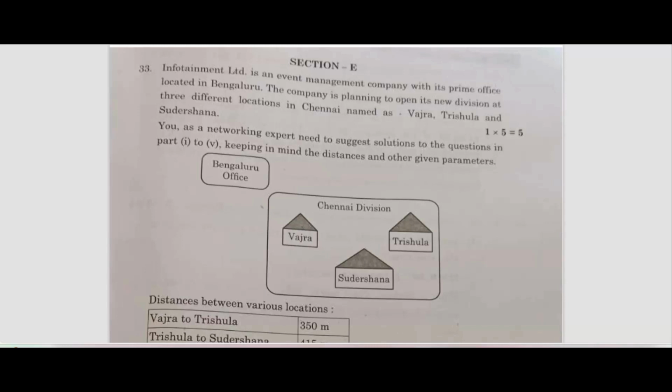So we are under section E. Let us read question number 33. Infotainment Limited is an event management company with its prime office located in Bangalore. The company is planning to open its new division at 3 different locations in Chennai named Vajra, Trishula and Sudarshana. You, as a networking expert, need to suggest solutions to the questions in parts 1 to 5, keeping in mind the distances and other given parameters.